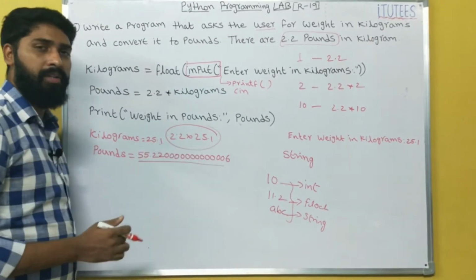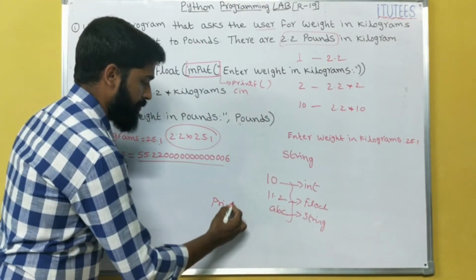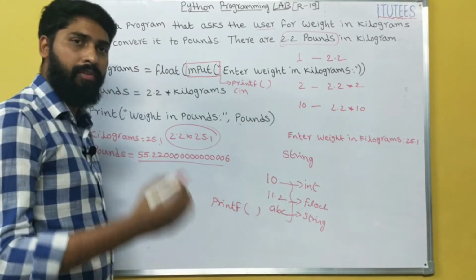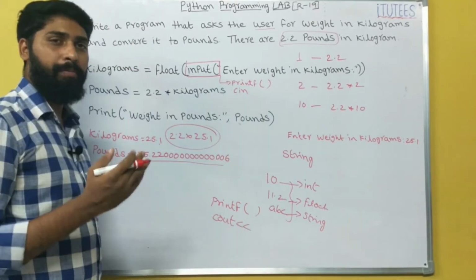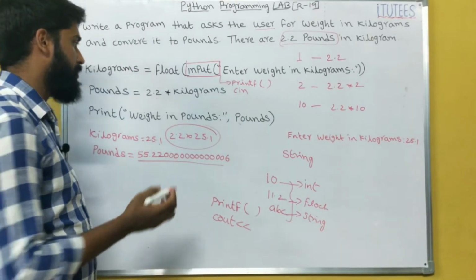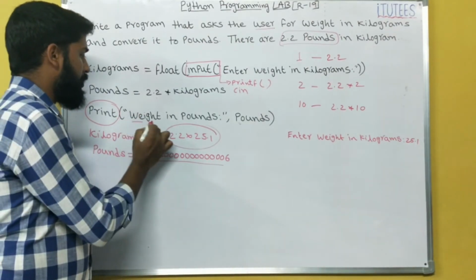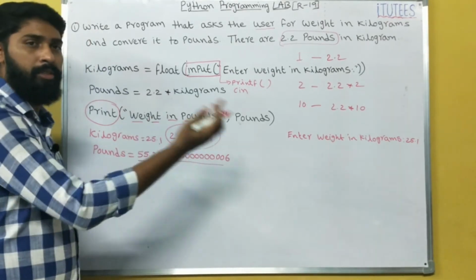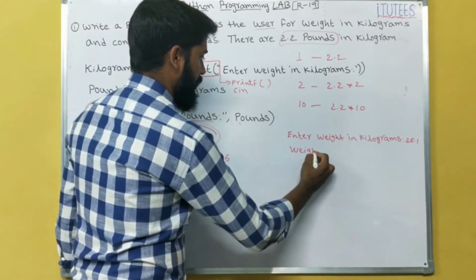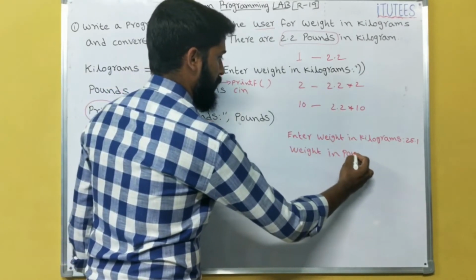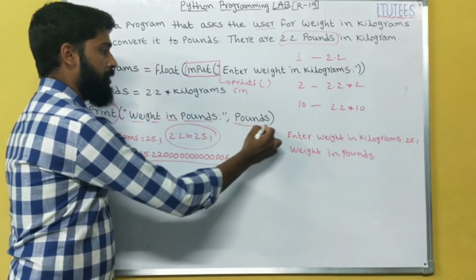Now we are going to print this output. How do we print output in C? By using the printf function. In C++, by using cout. In Python, we simply use the print statement. Inside print, you give the message, which is printed on the monitor, for example "Weight in pounds". After that, a comma, and then you give the values.